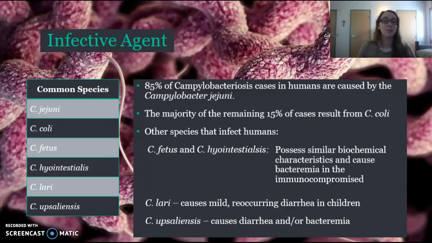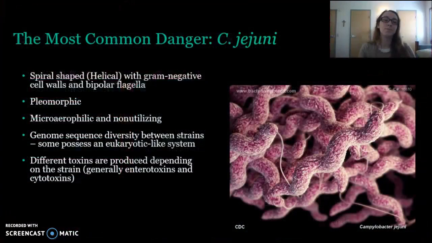Now, this doesn't mean that the other species aren't effective in humans. Out of the 15% of cases, most of those are from C. coli, which is not to be confused with E. coli. And then the others are from different species, C. fetus and C. hyointestinalis, both of which possess similar biochemical characteristics and can cause bacteremia in the immunocompromised. And there's C. lari, which causes mild recurring diarrhea in children, and C. upsaliensis, which causes diarrhea and or bacteremia. But in the majority of human cases with Campylobacteriosis, the infective agent is Campylobacter jejuni.